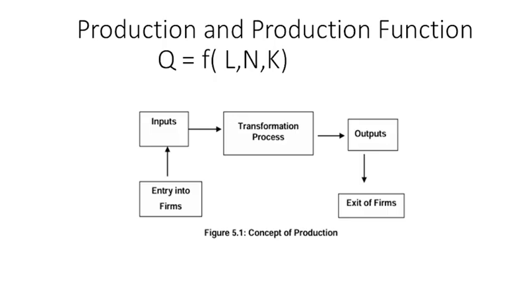The second one is variable input. These are those factors, the quantity of which varies with the variations in the level of output produced by the firm. For example, raw material, power, and fuel.